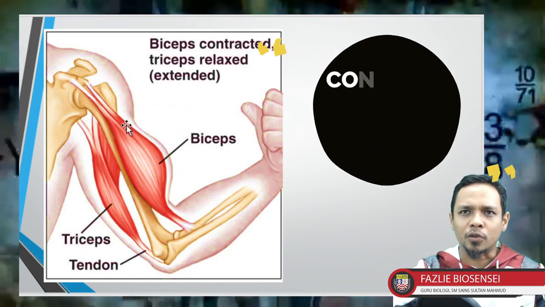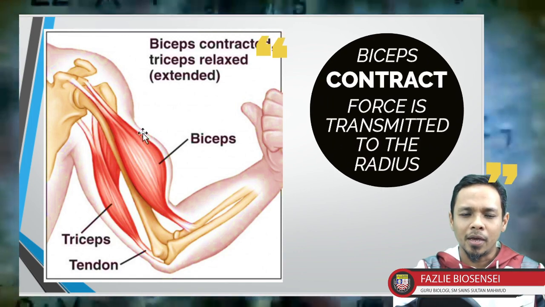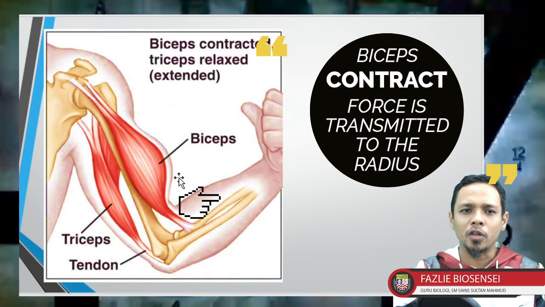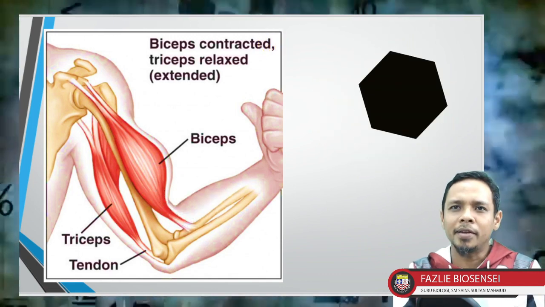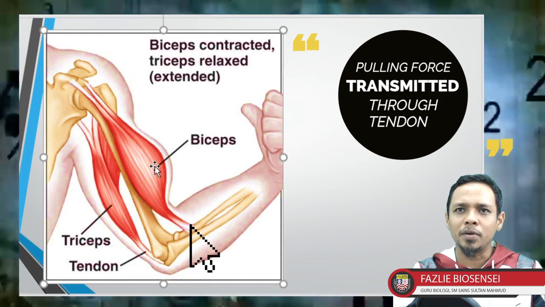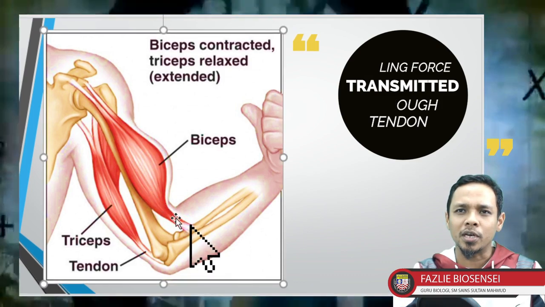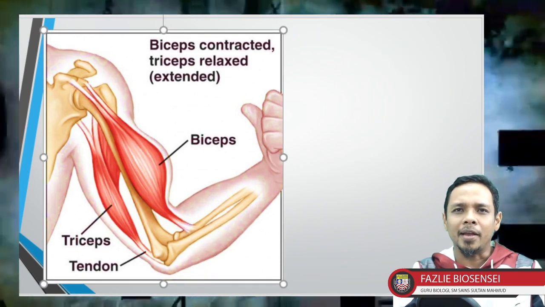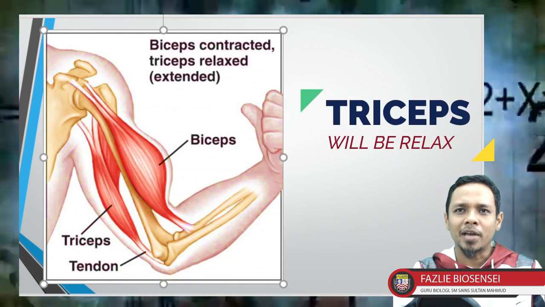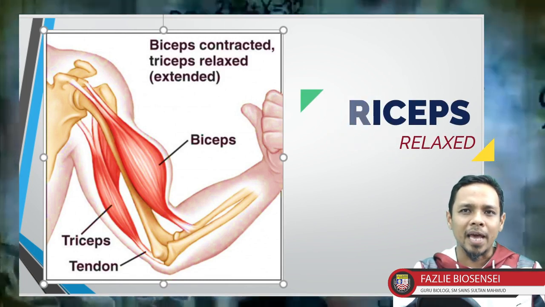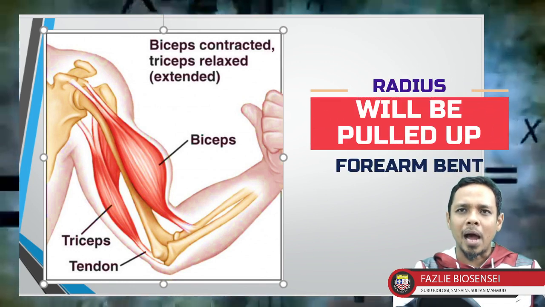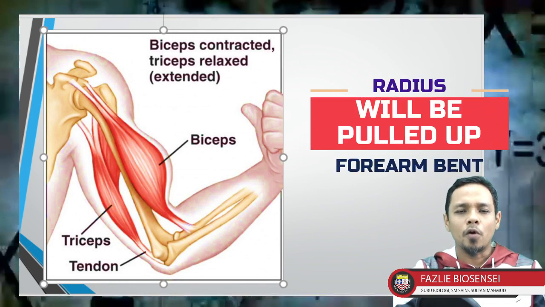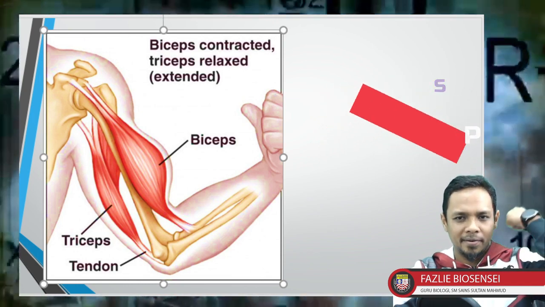When the bicep contracts, the force produced will be transmitted to the radius, and the pulling force will be transmitted through the tendon. At the same time, the tricep will be relaxed. So the radius will be pulled up and our forearm will be bent.